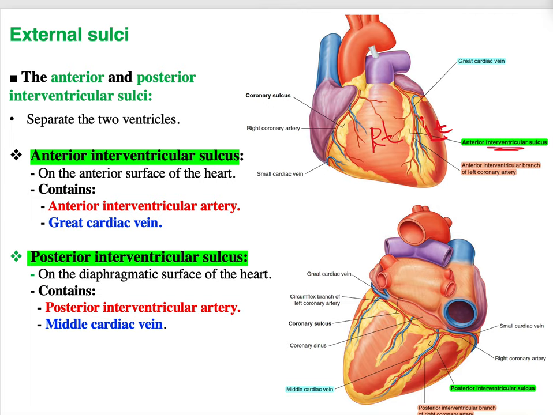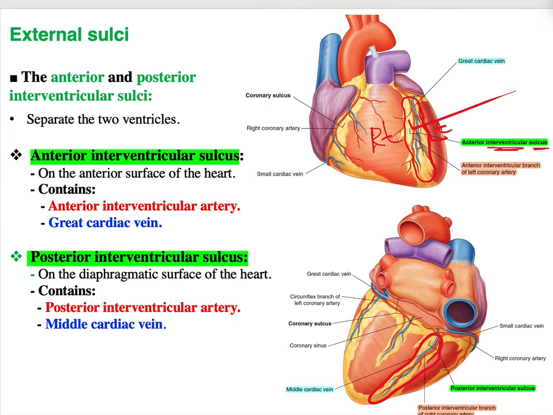But this division internally creates a kind of features outside. Features like what? Like this groove, or sulcus, sorry, not groove. This is like this sulcus, either anteriorly, or if you look from the back at the inferior surface of the heart, you see there is also another sulcus here. In short, when the chambers inside are divided by a septum, this division leaves external marks on the heart, like the sulcus, for example.